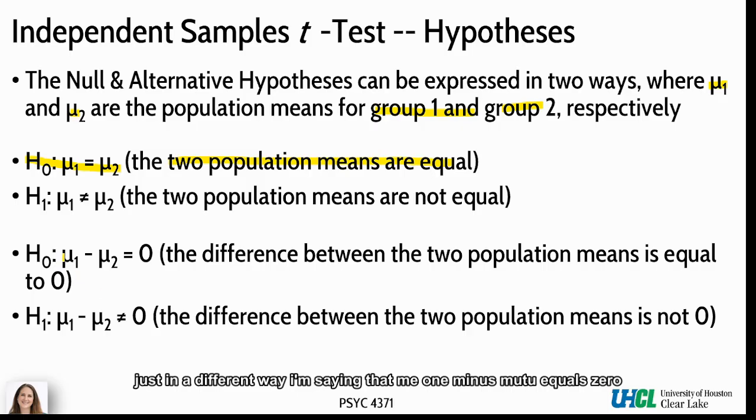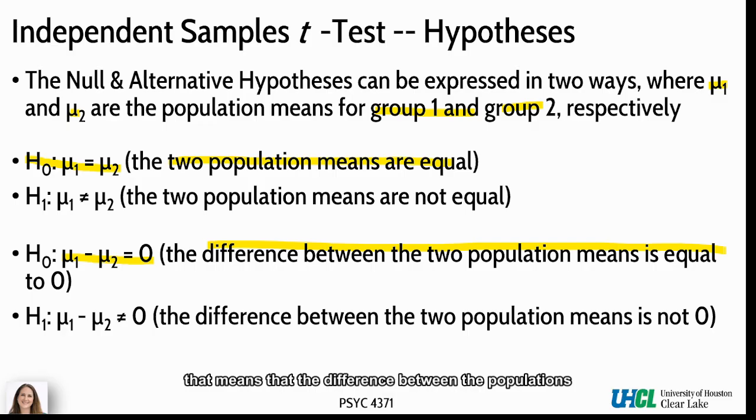Or I can say the same thing in a different way: mu1 minus mu2 equals 0. That means the difference between the populations is equal to 0. In other words, there's no difference, because if your difference is 0, then there's no difference, right?